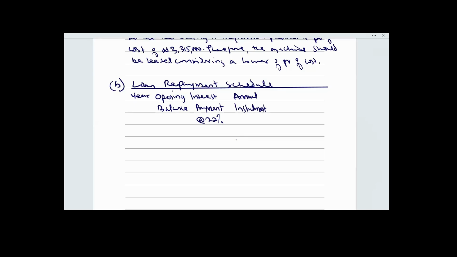If you like, you can introduce an additional column for principal repayments. You want to know from the loan that you have borrowed, how much are you paying on a yearly basis? How much are you repaying? Then you are going to have a closing balance every year. So let's say this is A, this is B, this is C. Then D will be equal to C minus B. Then the closing balance, which is E, will be equal to A plus B minus C. All right.